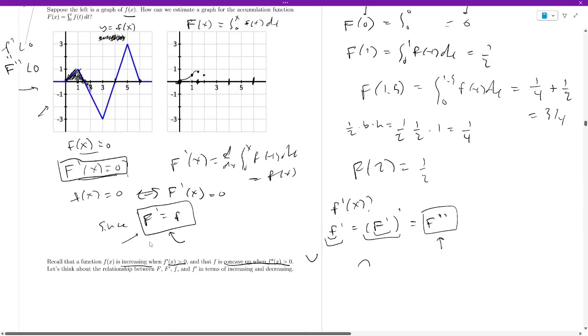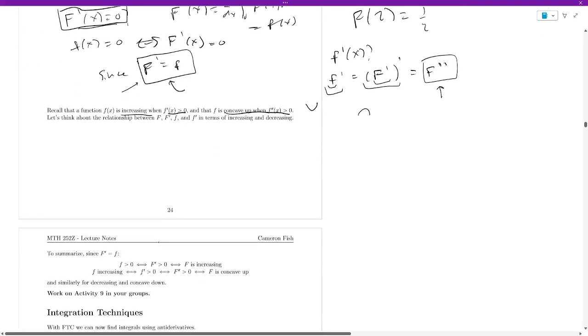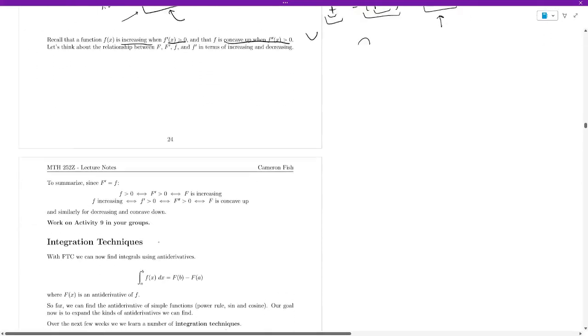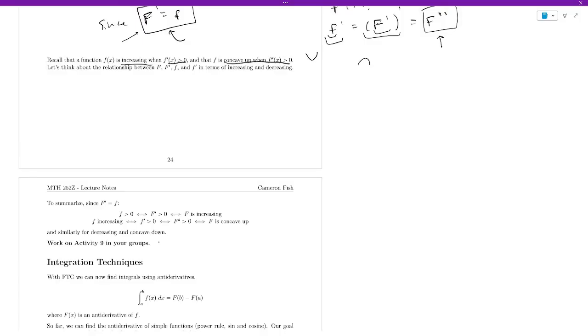Yeah. So, let's maybe just summarize this a little bit. There's kind of a lot going on here. The key thing is that big F prime is little f. Once you have that, you can write all these things down. Little f is positive is the same thing as big F prime is positive, because they're the same.